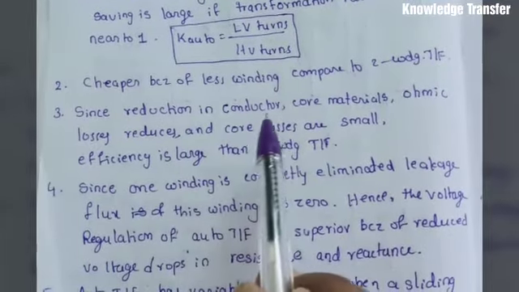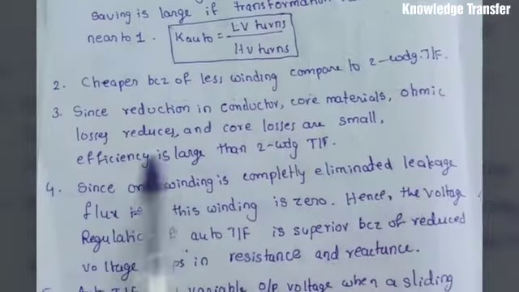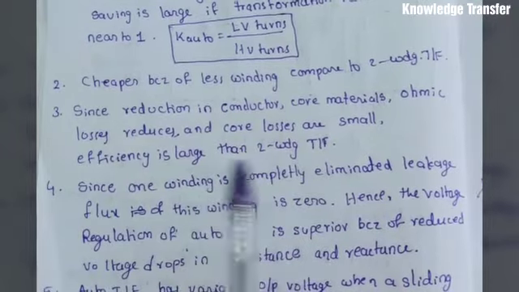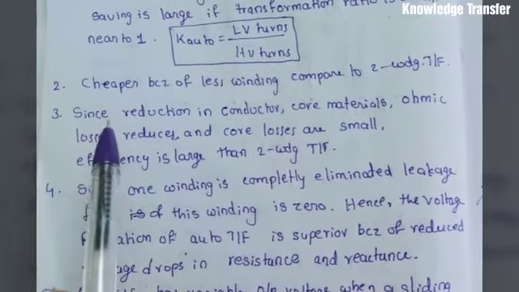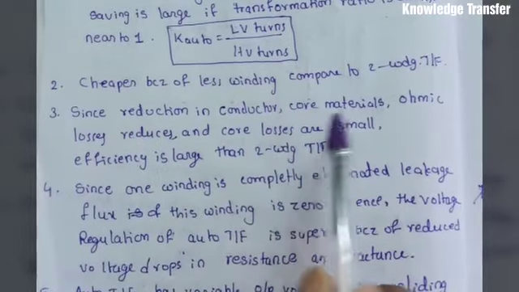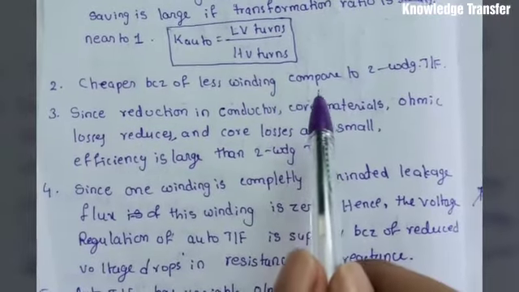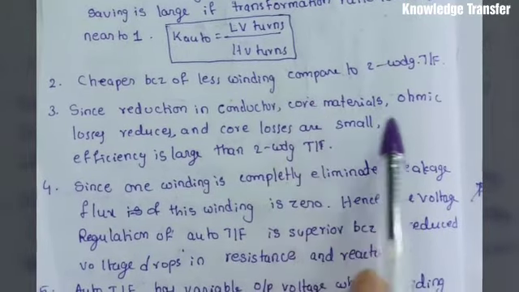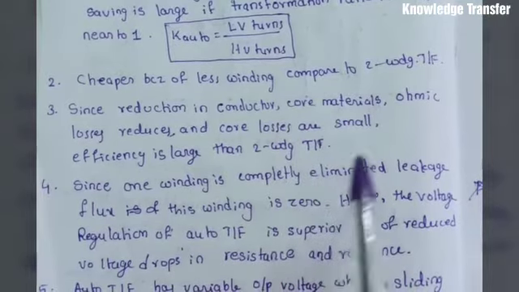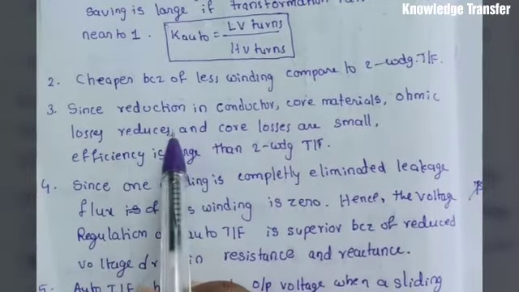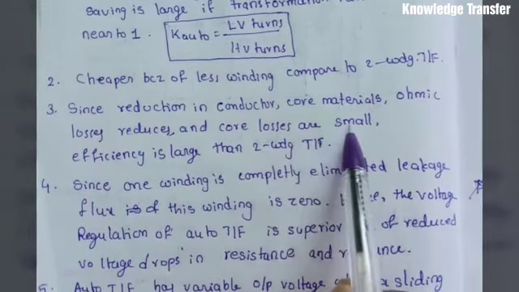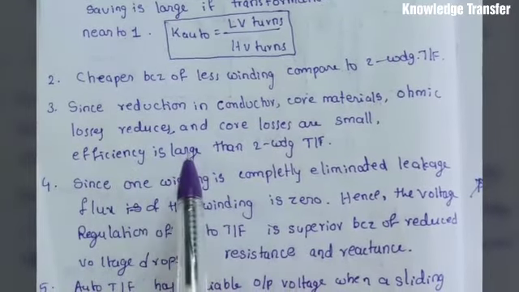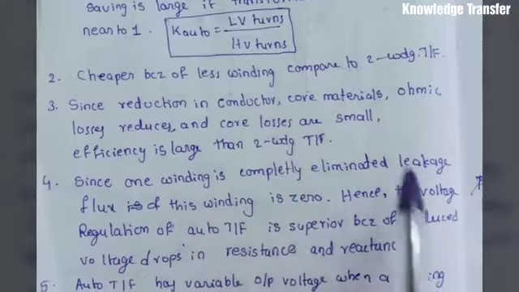Since reduction in the conductor and core material, ohmic losses reduce and core losses are small. Efficiency is larger than two winding transformer. As we reduce the winding material and also core material, because why? We have only a single winding, so one limb is sufficient to wind the winding, and ohmic losses are reduced because of less winding, and core losses are small because of less core material. Hence, as the losses are reduced, efficiency of auto transformer is increased compared to the two winding transformer.